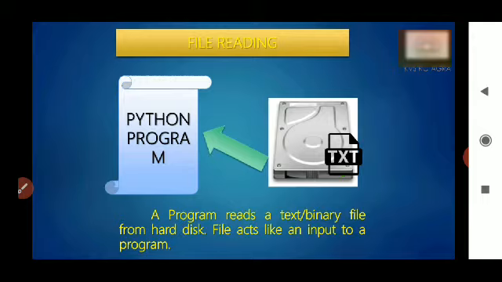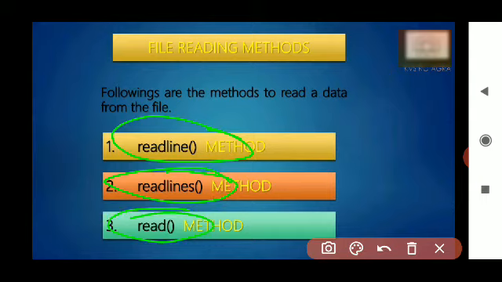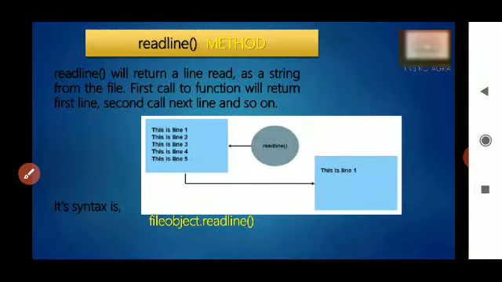Now, first we learn about file reading. We have three methods used for file reading. The first is readline, the second is readlines, with only a small difference, and the third method is read. These methods are used to read data from the text file in different ways. Now, let us see how the readline method works. The readline method returns a line read as a string from the file.